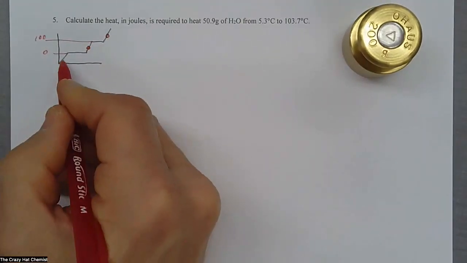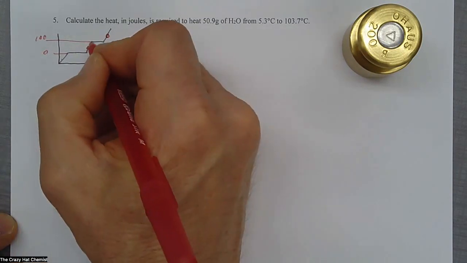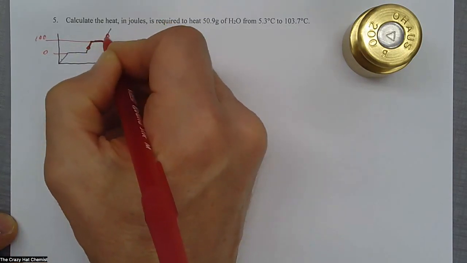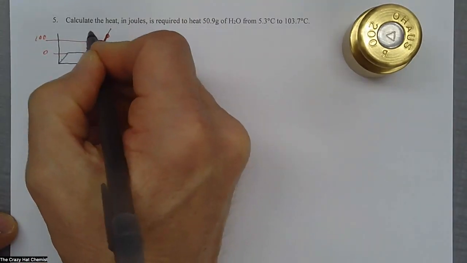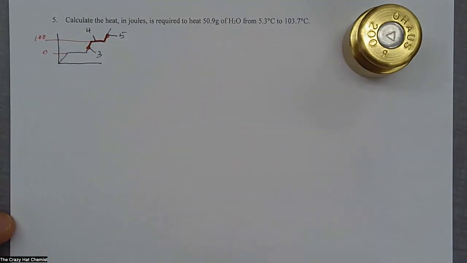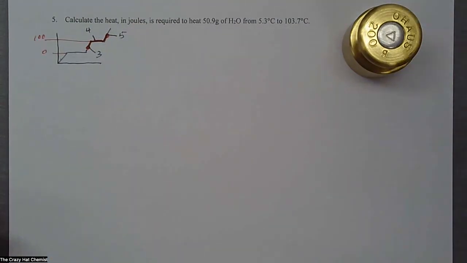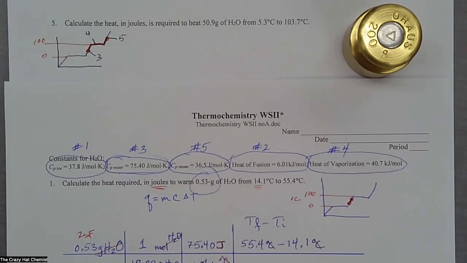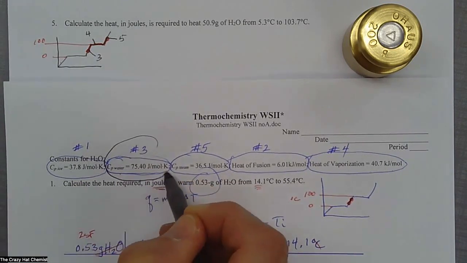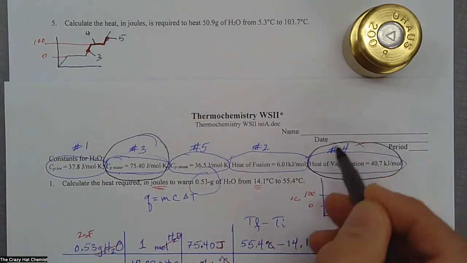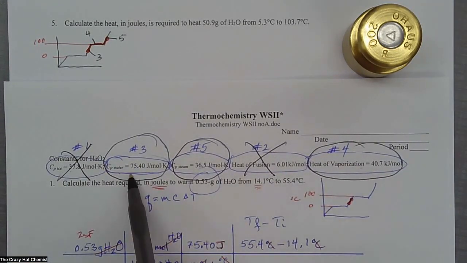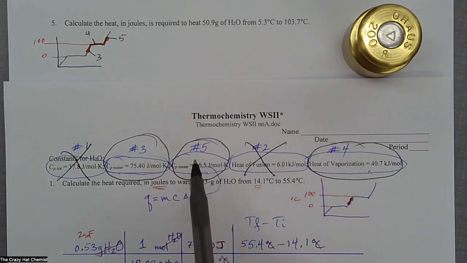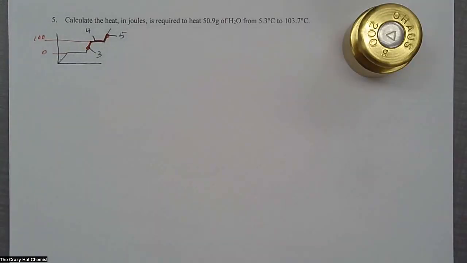So we're going to be doing, this is step 1, this is step 2. So we're going to be doing step 3. We're going to be doing step 4 and then step 5 and then adding them all up. And again, what I am referring back to are the constants that I had at the very beginning of this worksheet. We're not going to be doing 1 and 2. So we're going to be using these 3 constants, 3, 4, and 5 for this problem. So let's see if we can do that.